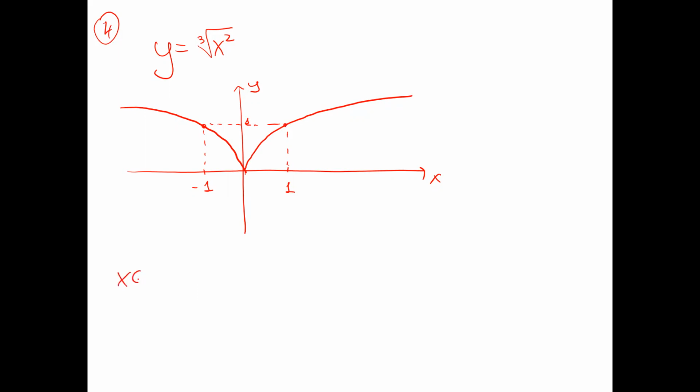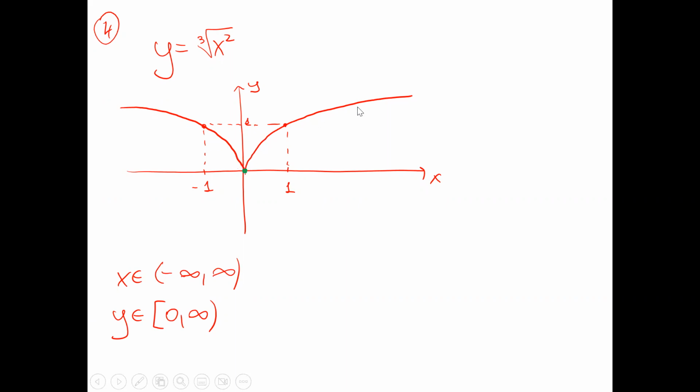Now, domain: we can substitute any number. And range, the set of y's: we only have the graph placed above the x-axis, meaning that outputs are only positive, from 0 to positive infinity. And there's an interesting thing at the point 0, 0.